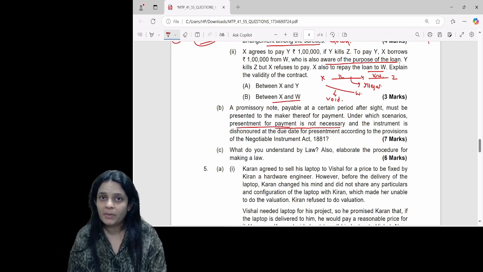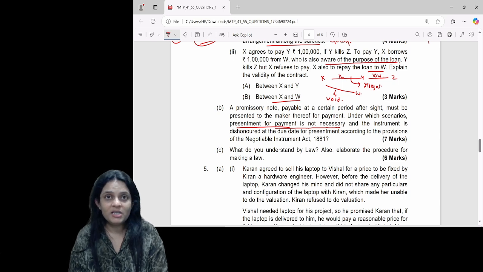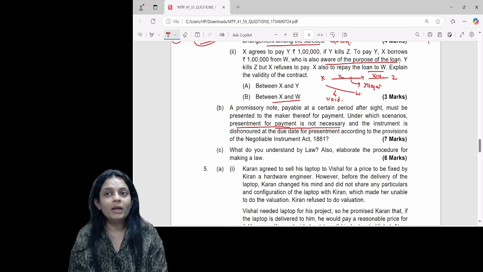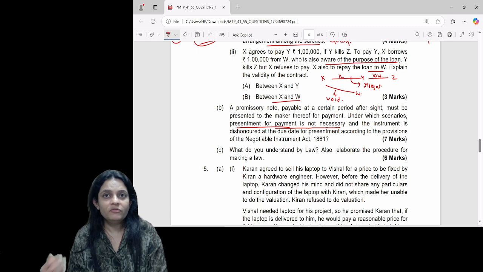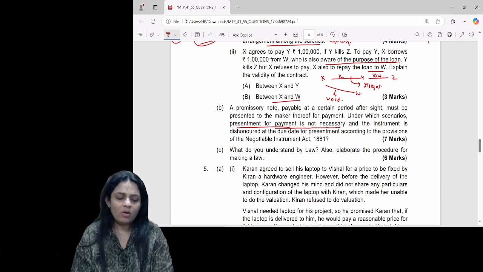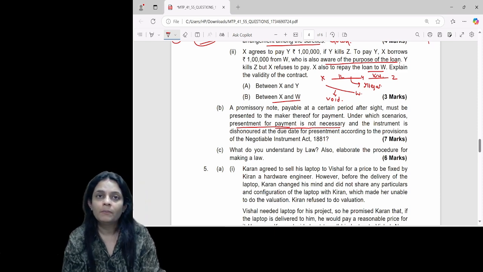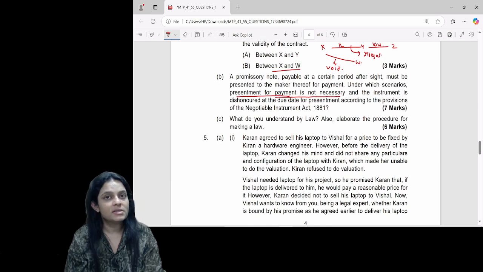When I have made a part payment, or where it's very specifically given that presentment will not be done, or where the maker waives off his right of presentment, or the party will not be suffering any loss if no presentment is done. In all of these cases, no presentment is necessary.